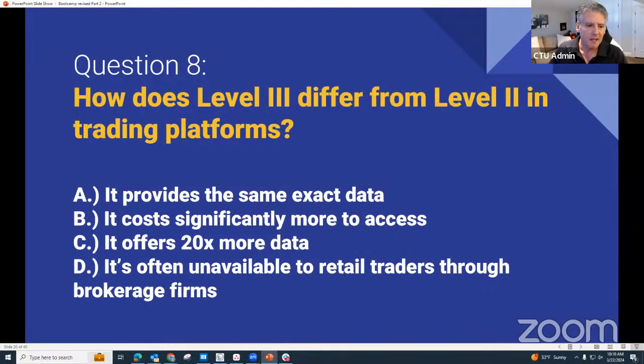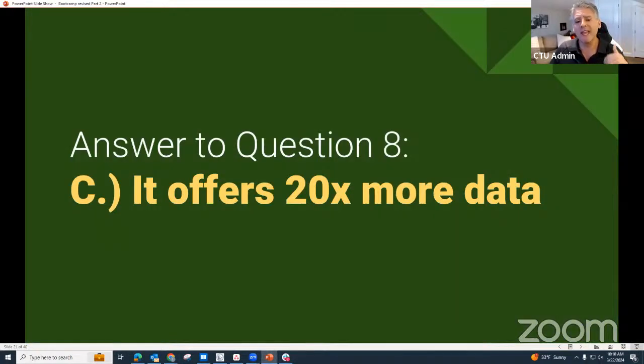Question 8, how does level 3 differ from level 2? And the correct answer for that one is C. We are getting 20 times more data. A lot of you think, oh, but I get level 2 for free. Yeah, okay, that's what it's worth.